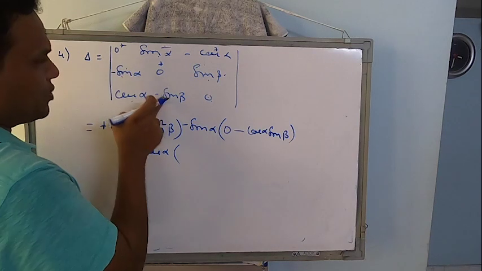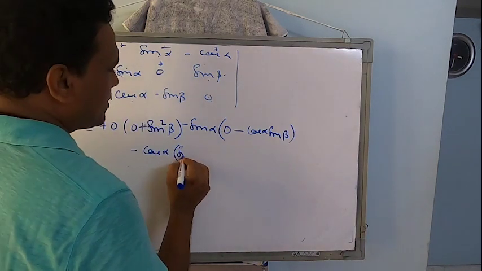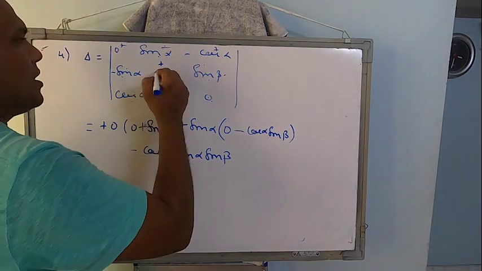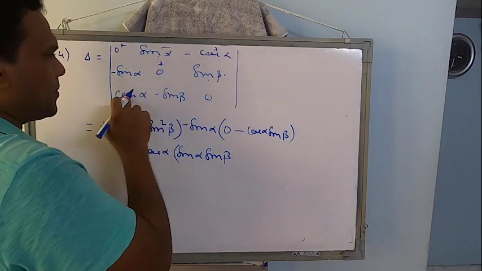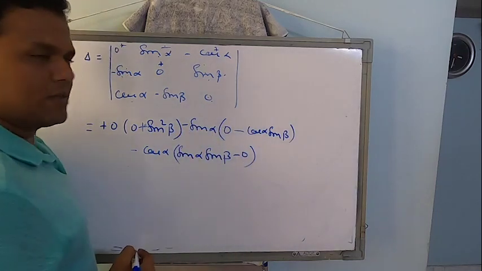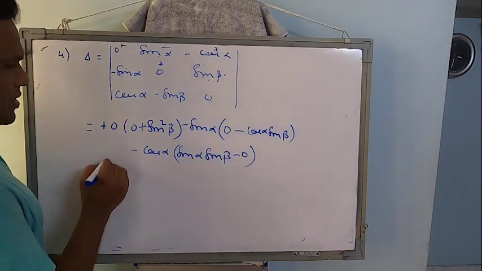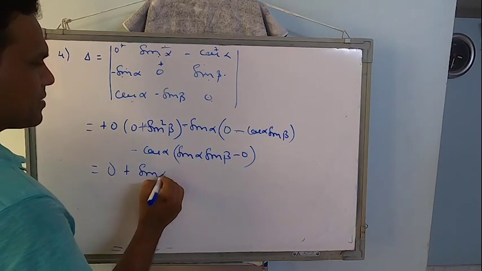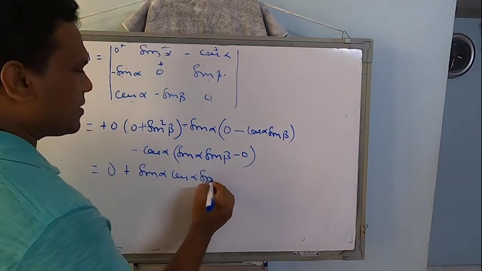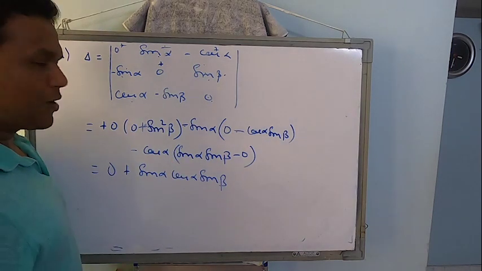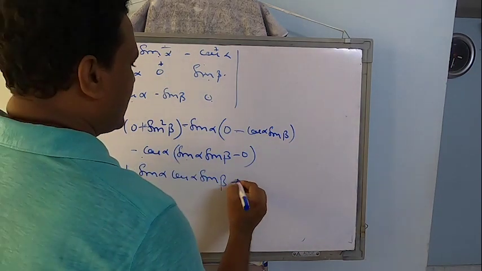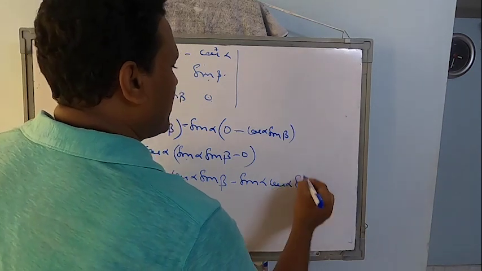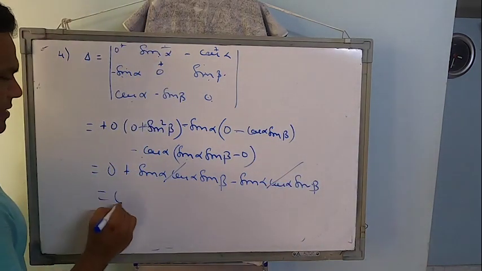So multiply these two first. Minus into minus will be plus sin alpha sin beta, correct? Fine. And next, the product of these two, anyway 0 multiplied by anything will be 0. You write it down. Now let us simplify. The first element is 0, leaving that. Minus into minus will be plus. What do you get? Sin alpha cos alpha sin beta, correct? And look here, the product is minus sin alpha cos alpha sin beta. Notice these two get cancelled.